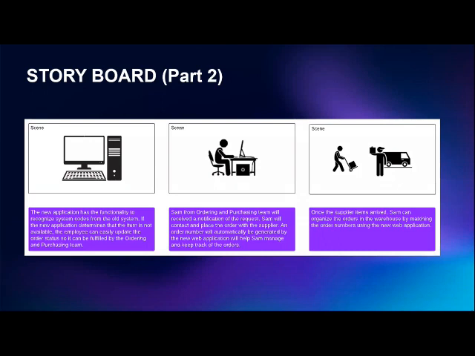All right, and for the next scene, the new application has a functionality to recognize system codes from the old system. We want to make sure that this system is adaptable to the old one. So we made sure that it recognizes the old system. After that, it will determine if the item is available, and if not, the employee can easily update the order status so it can be fulfilled by Sam from the ordering and purchasing team.